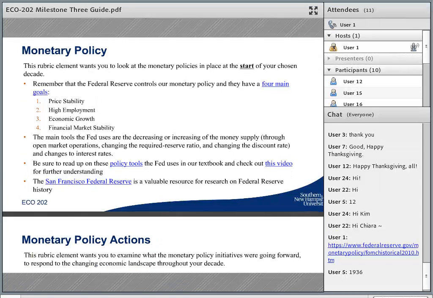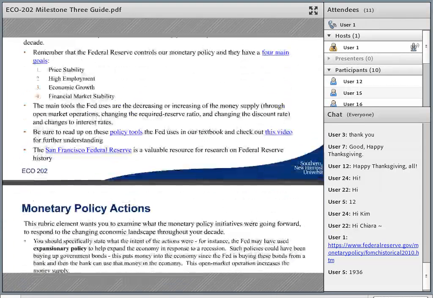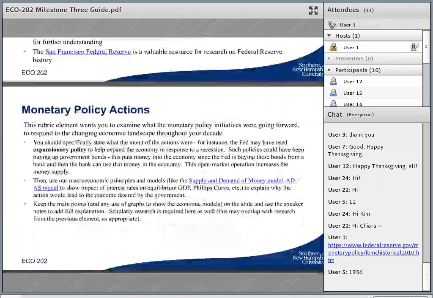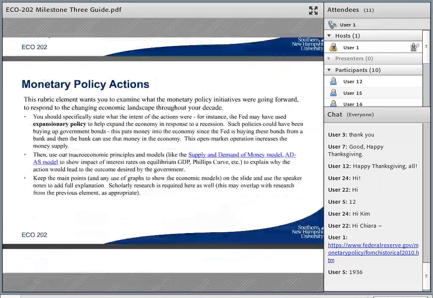All right, and then we get to the next one, and just like with our fiscal policy, you're going to start from where you ended off with what did policy actions look like at the beginning of my decade. How did they change throughout the decade? So in a 10-year period, definitely the Federal Reserve is going to come in and do some sort of action throughout that time period. So you're going to look at what those actions were.